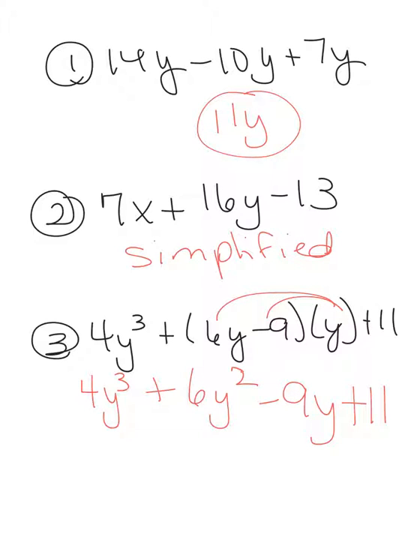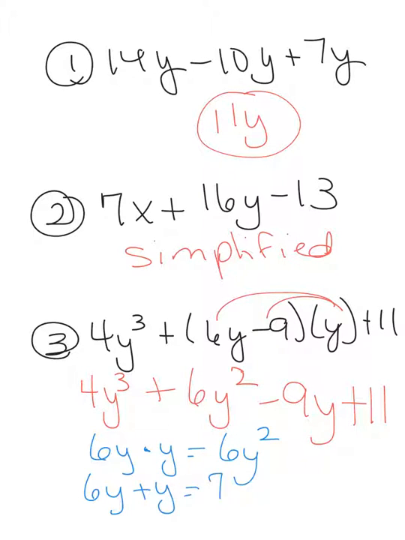One thing I also want to mention there, this is kind of a good time to say it, when I have 6y times y, which we did in this problem, that gives me 6y squared. But if I have 6y plus y, that is 7y. So it's just a reminder on how you multiply and how you add when using different exponents and variables.